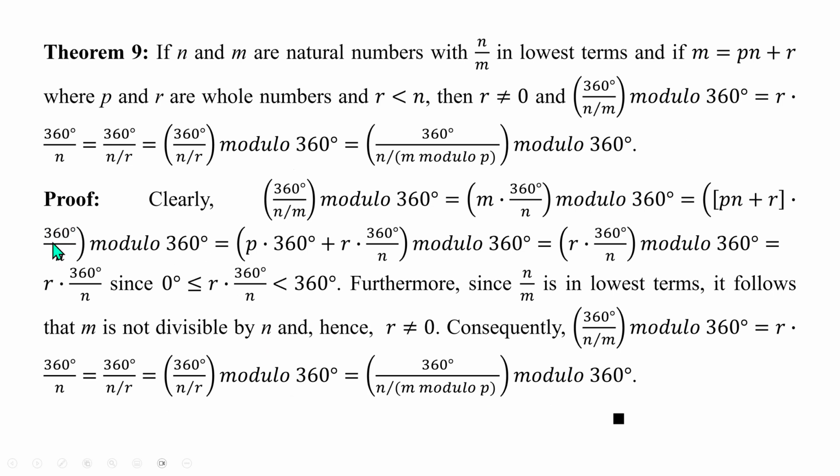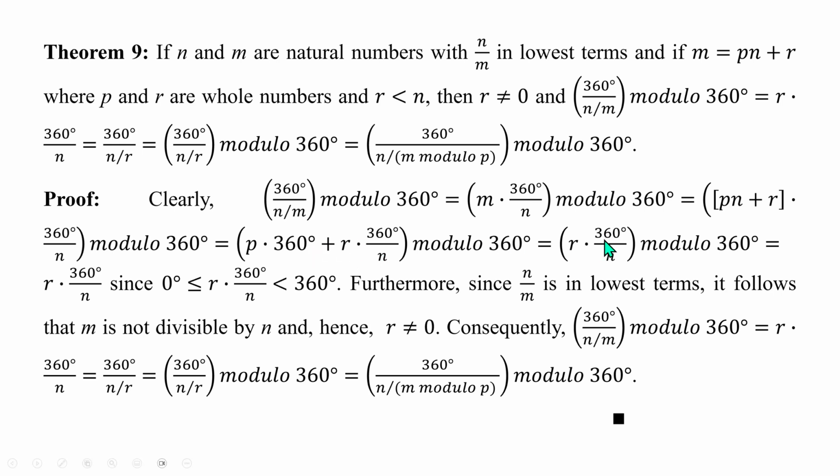All right, if I multiply through by 360 degrees over n, well, n over n is going to cancel. That leaves us with p times 360 degrees, and then we have plus r times 360 degrees over n, this whole thing reduced modulo 360. Well, since this is a whole number multiple of 360 degrees, when we reduce this modulo 360, the remainder of this part is 0, so this term here is going to be all that matters when we do that reduction.